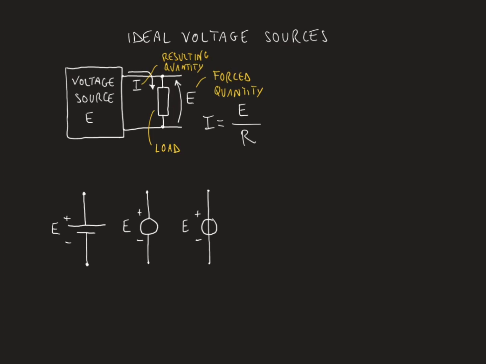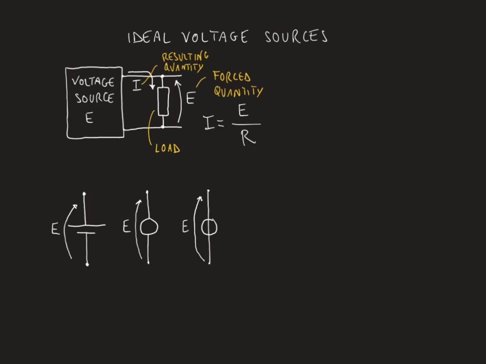Note that in all the symbols, plus and minus signs are used to indicate which of the terminals is at a higher potential. To the same extent, an arrow could be used in place of the plus and minus signs, indicating the terminal at the higher potential.